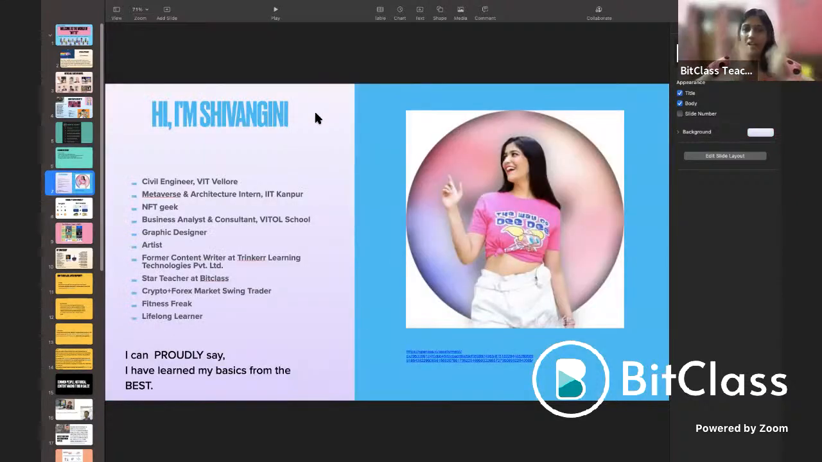Now, before I start, here is a brief intro about myself. I'm Shivangini. All right, guys. So I've completed my BTech in Civil Engineering from VIT Vellore. I also recently completed my internship with IIT Kanpur in the domain of metaverse and structure building, right? And you can read the rest. I would not like to brag about myself more.